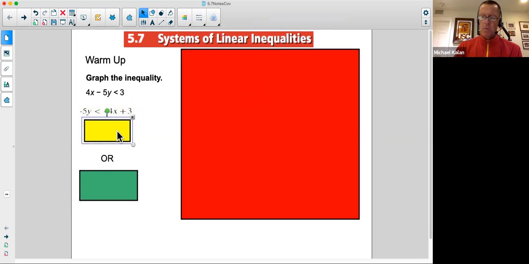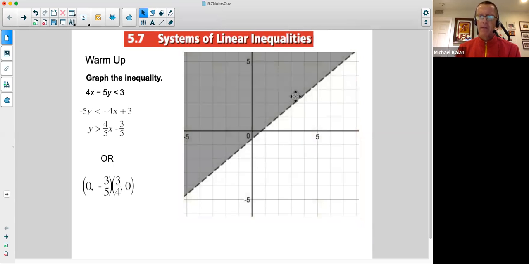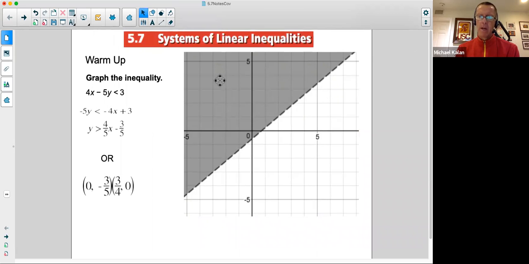Okay, so one way would have been to put this into slope-intercept form, or you could have used intercepts. Not the easiest numbers in the world, but that's okay. And then hopefully your graph looks something like this. It would be dashed, right? And notice that when we get to slope-intercept form, y is on the greater than side, so it does mean we're going to graph up. Or use 0, 0 as a test point. If you plug in 0 and 0, is 0 less than 3? Yes, it is. So it would be in the shaded region.